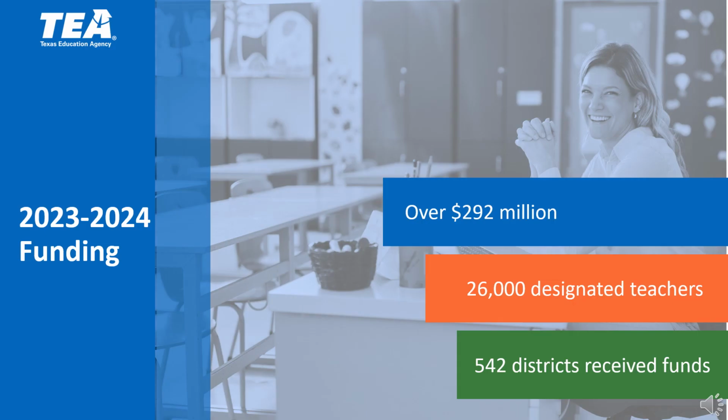In the 2023-24 year, the Teacher Incentive Allotment awarded over $292 million, increased the number of designated teachers to 26,000, and increased the number of districts receiving funds to 542. We are excited to see how these numbers continue to grow in the 2024-25 year.